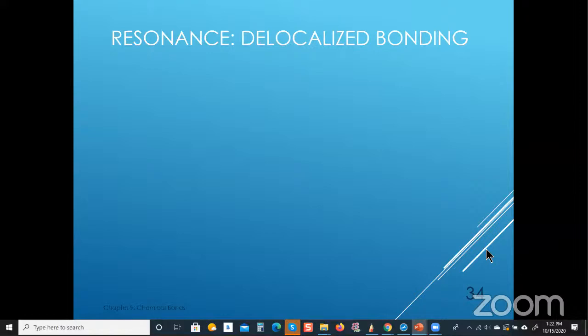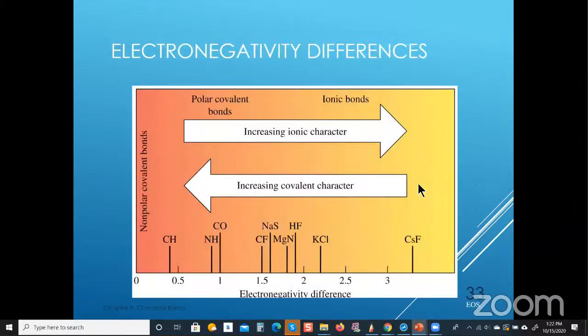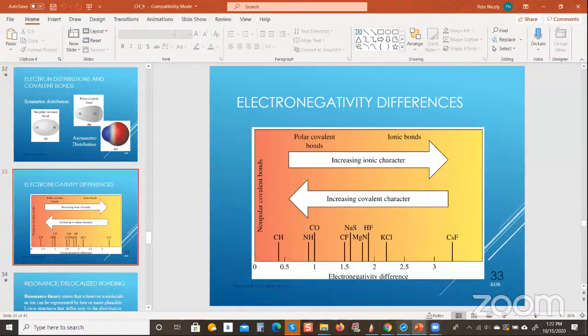Let me just do it on my writing pad. So this is the criteria that we're going to use. I'm going to construct a very small table. In one column, you're going to have the difference in the electronegativity values. And in the other column, you're going to have bond type.